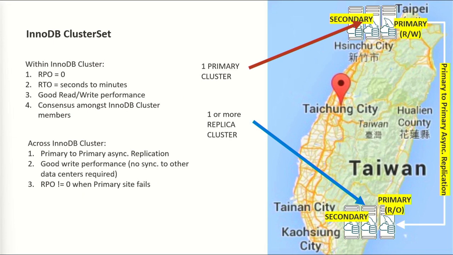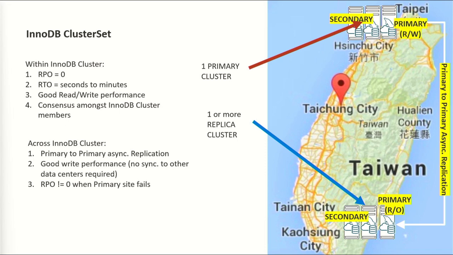So with InnoDB ClusterSet, within the InnoDB cluster, the recovery point objective is zero. There is no data loss, and RTO is seconds to minutes. Whenever the primary node fails, it will fail over to one of the secondary nodes within the cluster itself. It requires seconds to minutes. It has good write performance because consensus will only happen within the cluster itself, within the same data center itself.